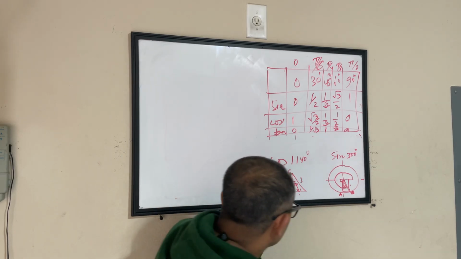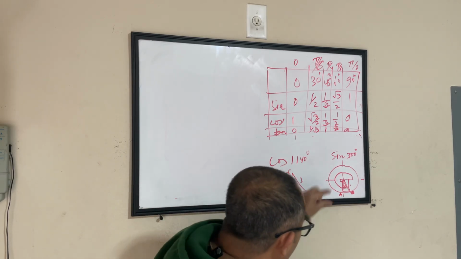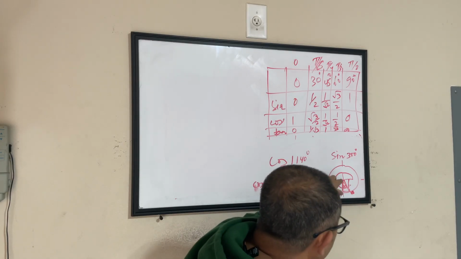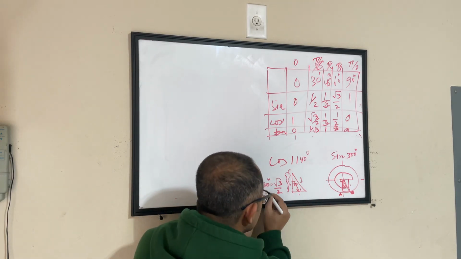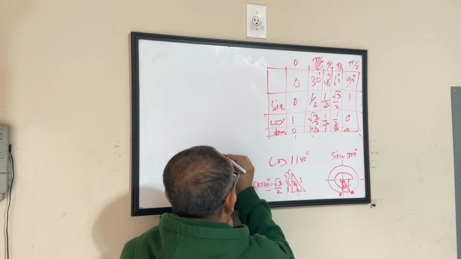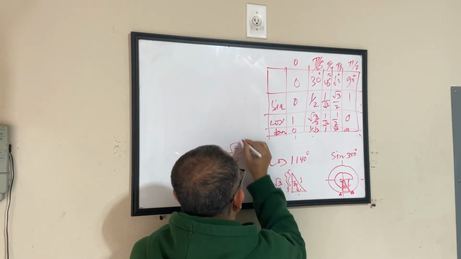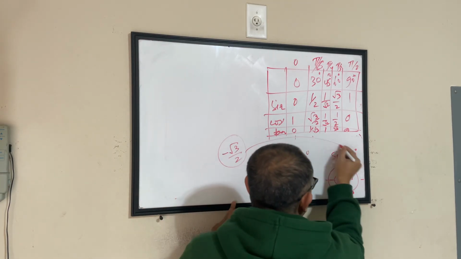So we found the absolute length of this side. Now, since we know that this is falling on the negative side of the y-axis, whatever value we got, we just put a minus to it. So minus root 3 by 2. That will be the value of sine 300.